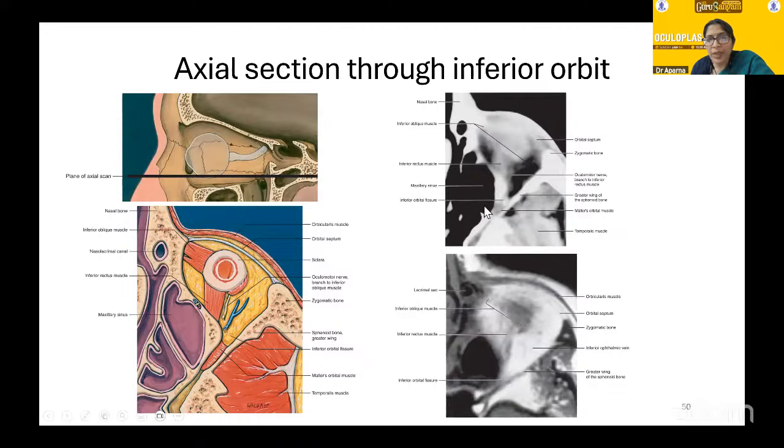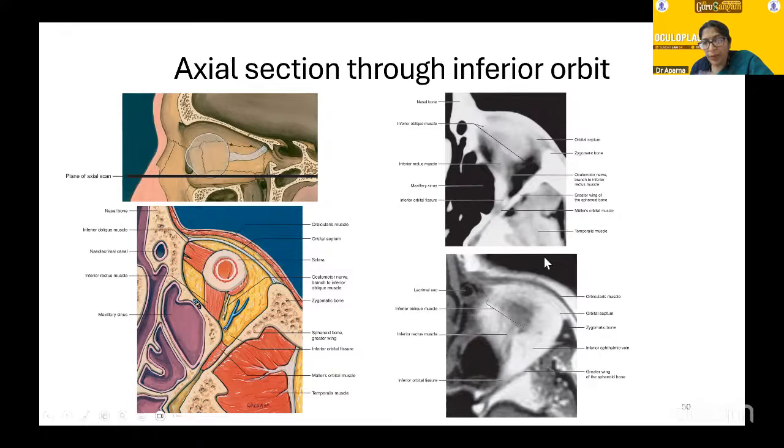So in CT, you can see the bones very well and the soft tissue is a little fuzzy. From anterior to posterior, you have the nasal bone and you can also see the nasolacrimal canal. And then posteriorly in the same line, you have the maxillary sinus. The air appears black on CT. And inside the orbit, you can see the globe, and you can also see the inferior rectus, and laterally, the lateral wall of the orbit, you can see the zygomatic bone. So this is what can be made out.